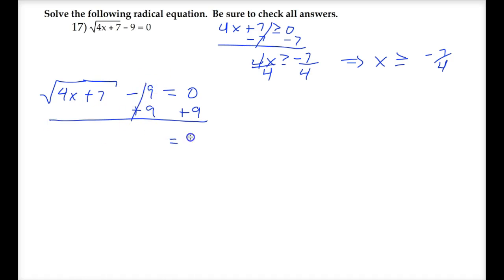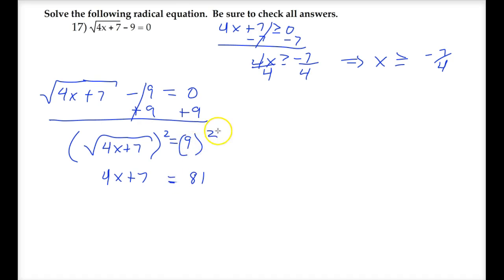And so that cancels, we get 9 over here, and we have 4x plus 7 all under the square root sign there. So from this point, we know that we can square both sides, and when we do that, this will effectively undo the square root sign and just give us the 4x plus 7, and we would have equals 9 squared, which is 81. And so from there, we just solve this equation.